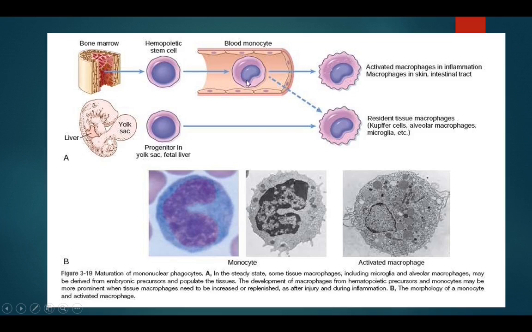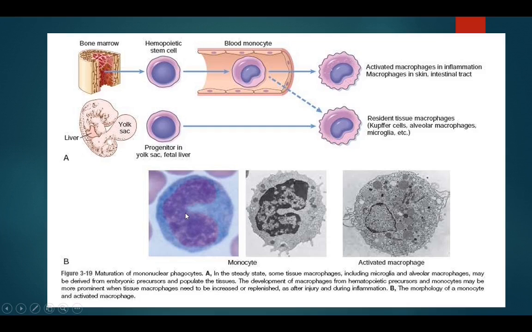This macrophage, in the blood, will be a monocyte, and when it goes to tissues, it will be called a macrophage. So activated macrophages in inflammation, and macrophages in skin and intestinal tract are resident tissue macrophages. These will be present in the inflammatory sites, and the resident sites, in inactivated forms in specific organs, these are kept as Kupffer cells, alveolar macrophages, and microglia.